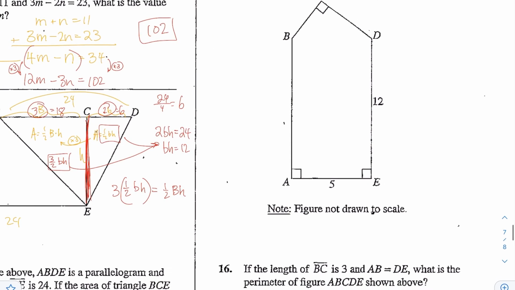All right, for 16, you have the shape. The length of BC is 3. AB is equal to DE, so it's also equal to 12. What's the perimeter of figure ABCDE shown above? So if you connect the opposite side here, since they're both equal to 12, you can actually make a rectangle. Now BC is equal to 3, so you have a right triangle on top. That has to be 3, 4, 5.